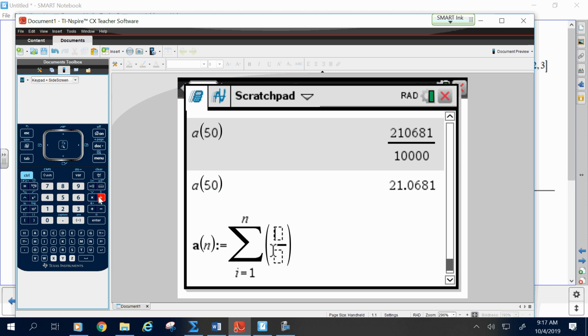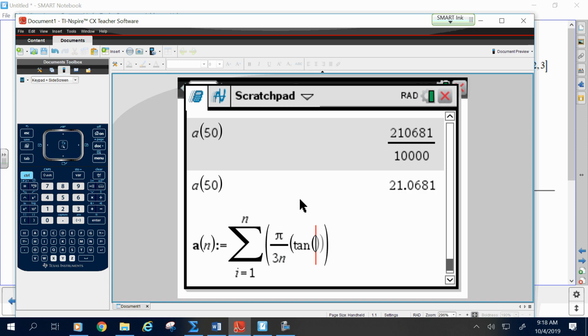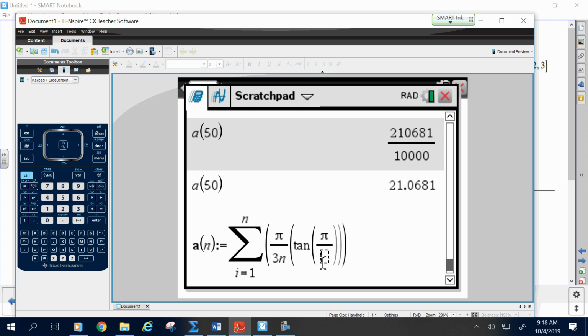I like that fraction template. Good call, Starnes. Was it 3 or pi? Pi. Pi over 3n times tangent pi. Oh, shoot. Fraction template pi over 3, and leaving i up there.